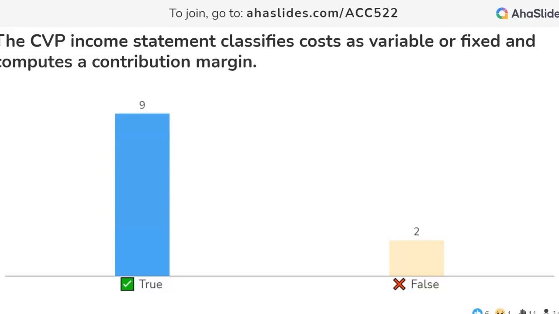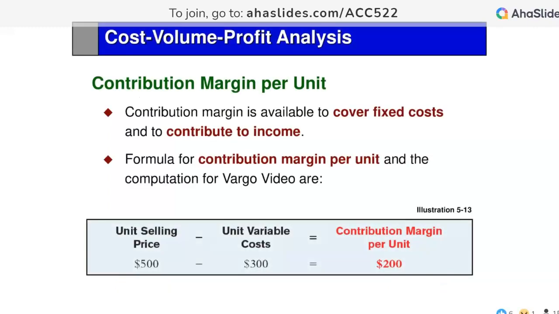Allergies. True. Yeah. Of course that's true. No trick. That's what it is.